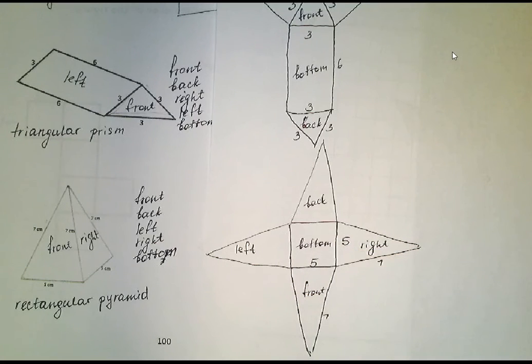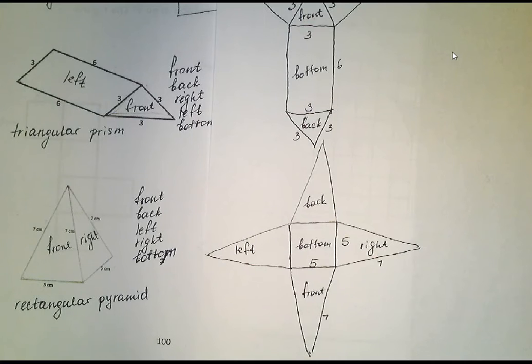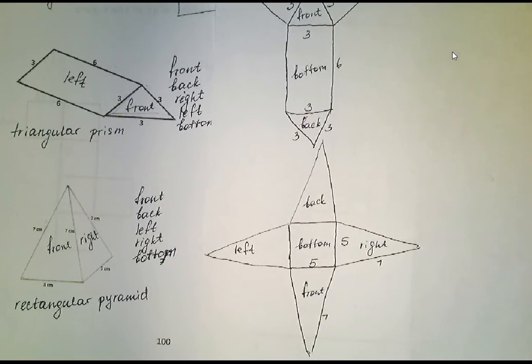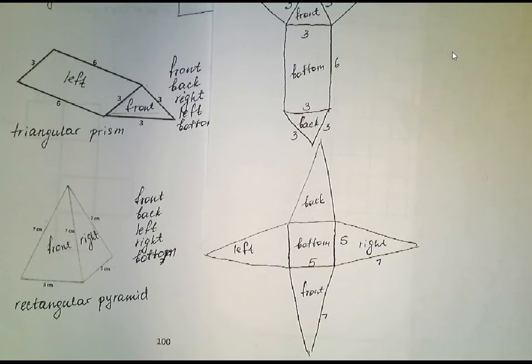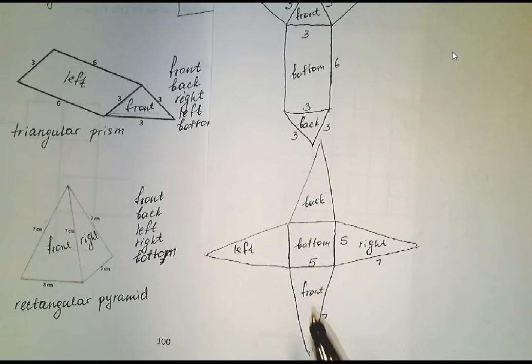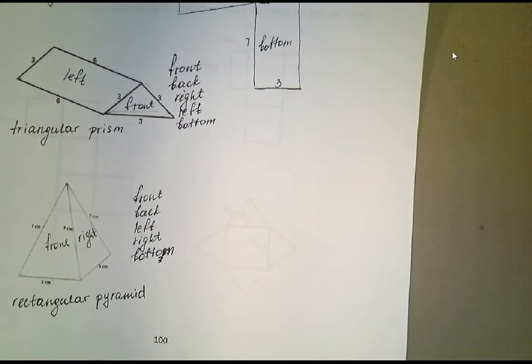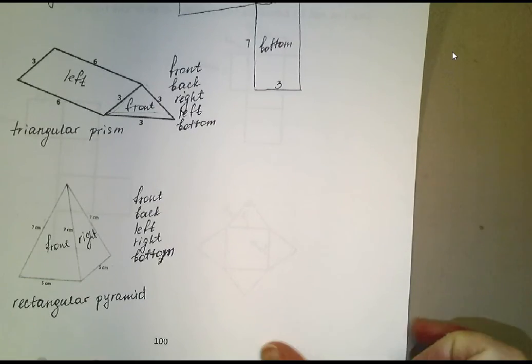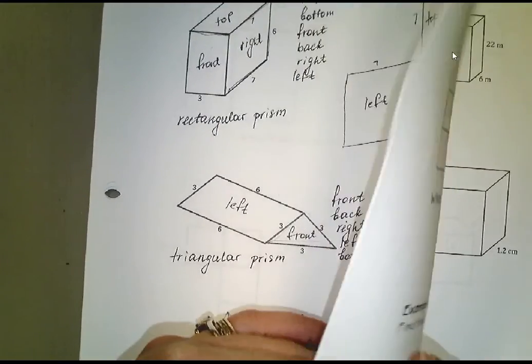All right, so that's how the nets of some shapes look, and we are going to talk more about the nets. But the point of this is, if we can unfold a 3D shape, we can find the area of all the surfaces, and then if we combine them together, we will find the total surface area of the 3D shape. And that's exactly what we are going to do today. Let's look at the next page.